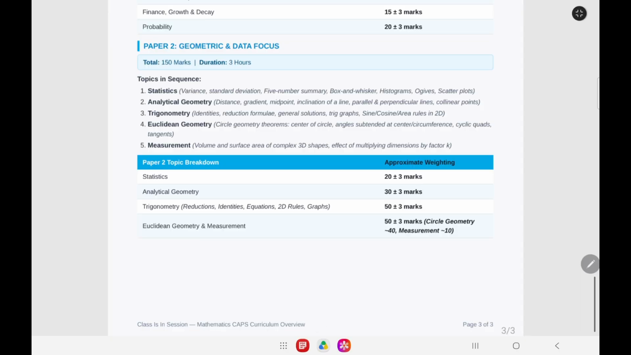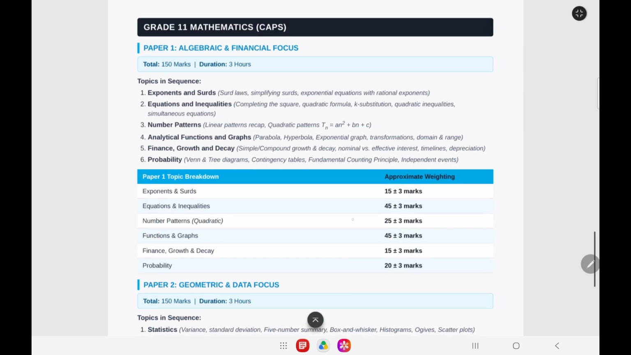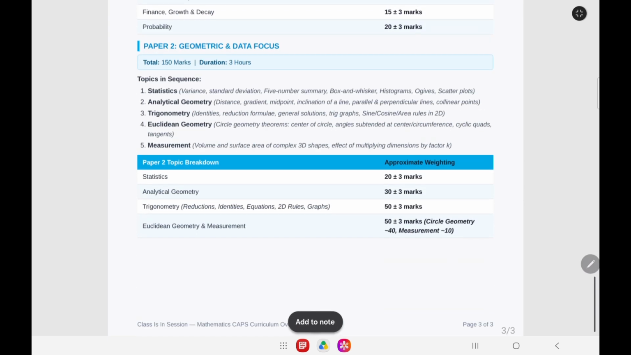Where we deal with geometric and data focus. It's worth 150 marks as well as paper 1. The duration is also 3 hours. So here are the topics. You have to do statistics, so you have your variance, standard deviation, 5-number summary, box and whisker, histograms, ogives, as well as scatter plots. We then have analytical geometry, where you learn your basics such as the distance, gradient, midpoint, inclination of a line, parallel and perpendicular lines, as well as collinear points.